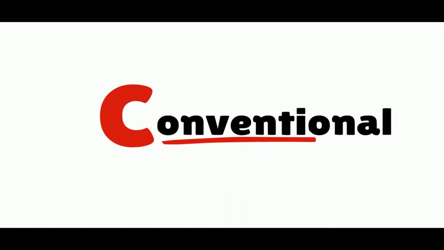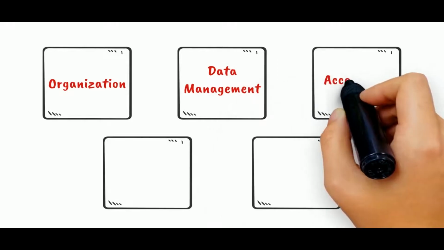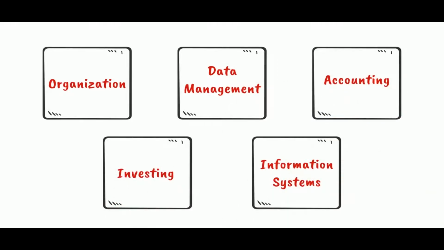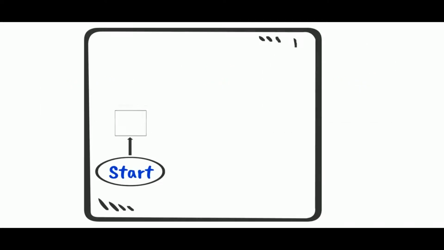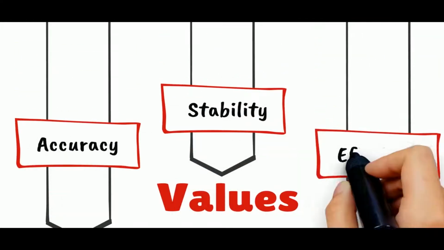The last theme is conventional. They're the organizers. Their interests are in organization, data management, accounting, investing, and information systems. They like setting up procedures, systems, and processes. They're very organized. They do well in keeping records and developing applications. Their values focus on accuracy, stability, and efficiency.